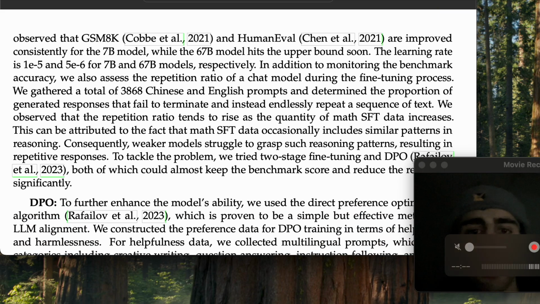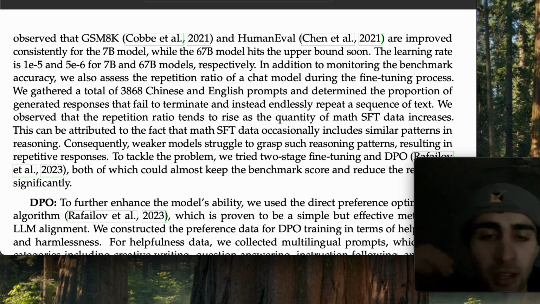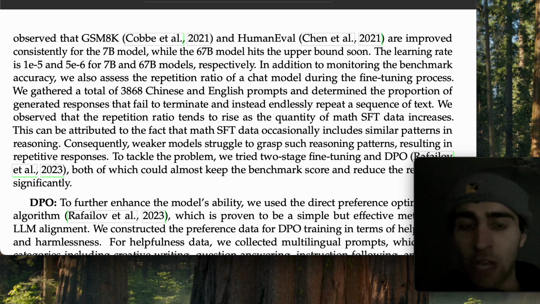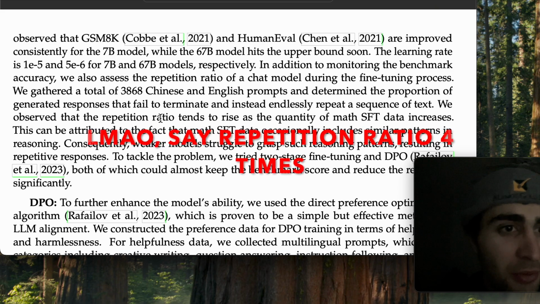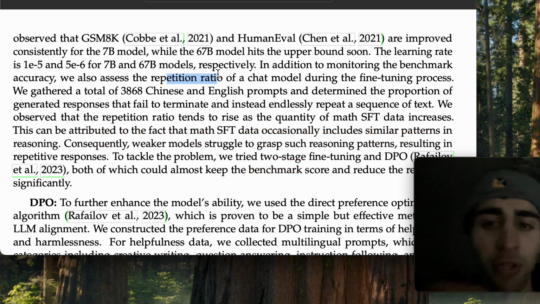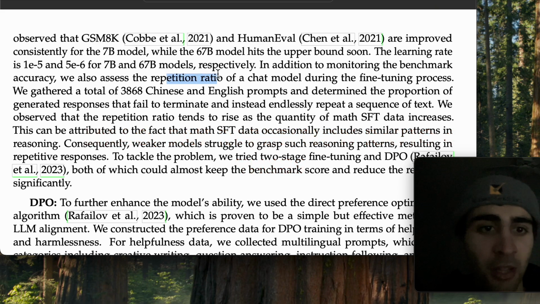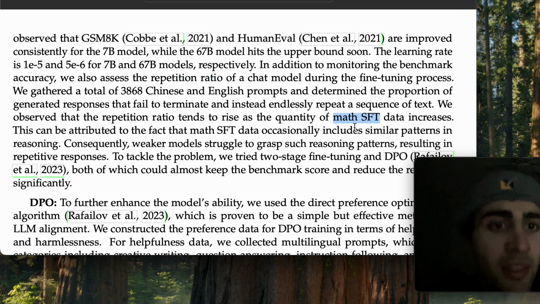So what does this mean? In essence, when we have a text generation, the model will output the end of sequence token once it's finished output generation. However, in a weaker or less trained model, there is the chance that it never outputs this last token and just continues spewing out text. And the repetition ratio, which is described here, is simply how many times when you prompt the model does it do this repetition. And what they have highlighted is that when we have mathematic supervised fine-tuning, this ratio goes up.